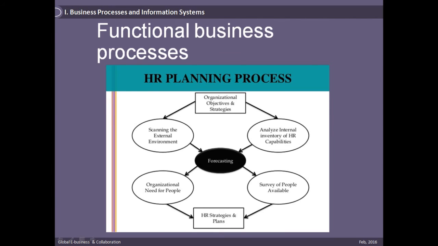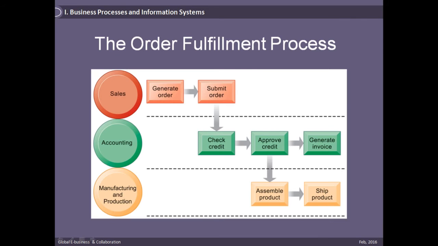There are many ways to divide business processes. For example, we can divide them by function. We can have a human resource planning process, like you can see on the screen, which includes several steps. Business processes can be very simple and easy to understand, but they can also be very complicated, especially if the process spans several different functional areas. Like in the example, the process spans from sales to accounting and to manufacturing and production.